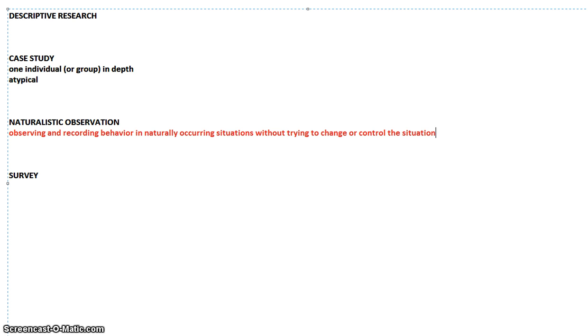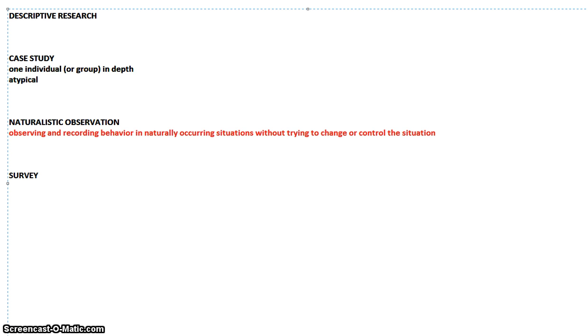There can be a downside of this if someone acts differently because they're being watched. There's not much you can do about that except try to make yourself less conspicuous. But overall, they tend to be better in getting people to act naturally as compared to a laboratory observation because they're in their natural environment instead of in a more awkward environment like your lab. So that's the naturalistic observations. And then finally you have surveys.